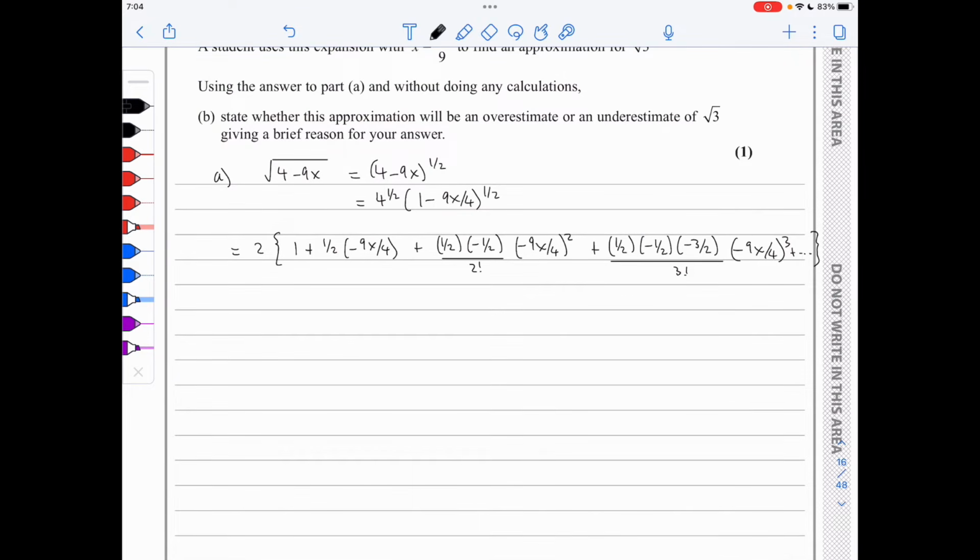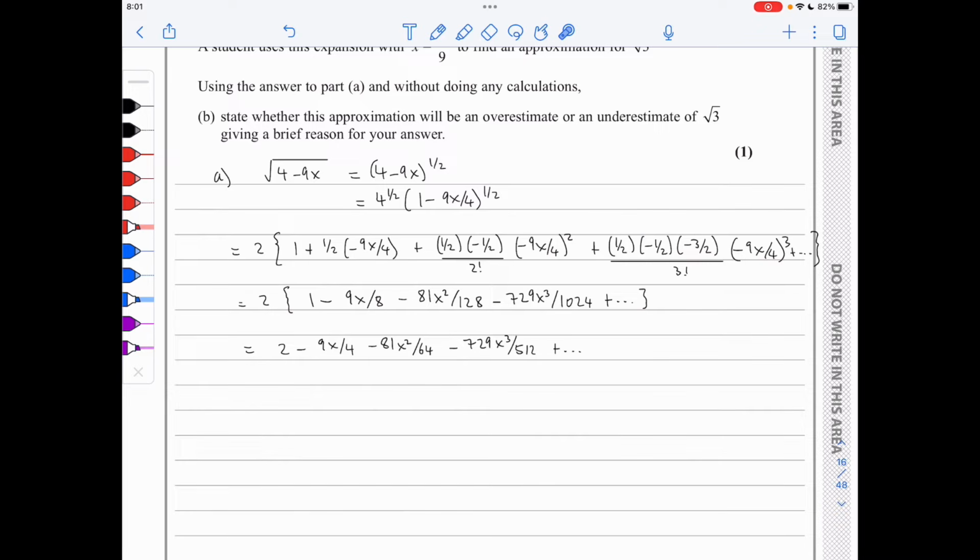So this is 2 brackets 1 minus 9x over 8 minus 81x squared over 128 minus 729x cubed over 1024 plus dot dot dot, which further simplifies upon expansion to 2 minus 9x over 4 minus 81x squared over 64 minus 729x cubed over 512 plus dot dot dot.